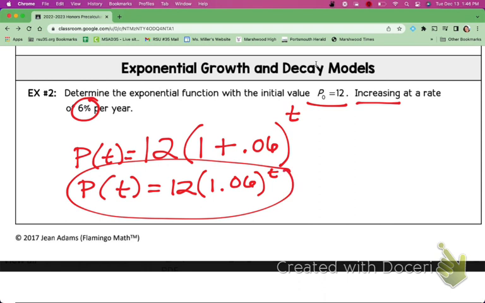Do not ever distribute that 12 to the 1.06 because you have that exponent of T. You can't distribute it through. It doesn't work like that. Bad math. Okay, good with the first page?